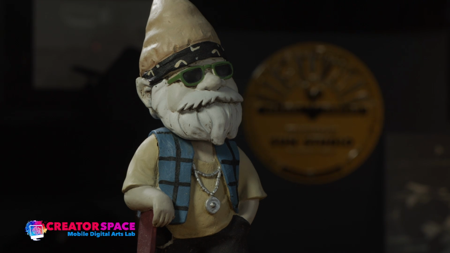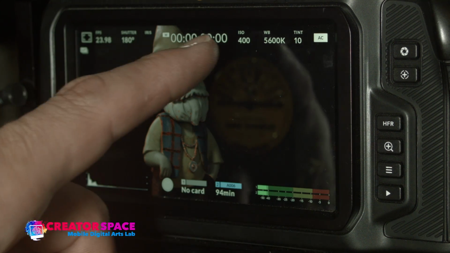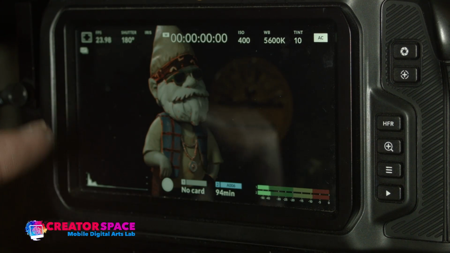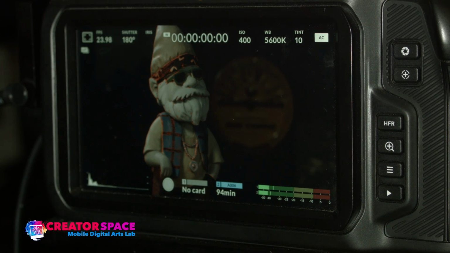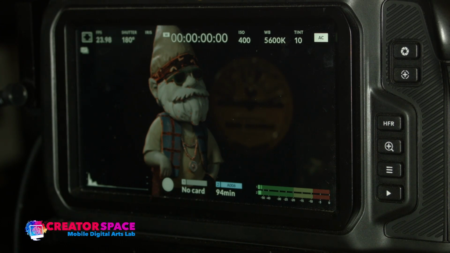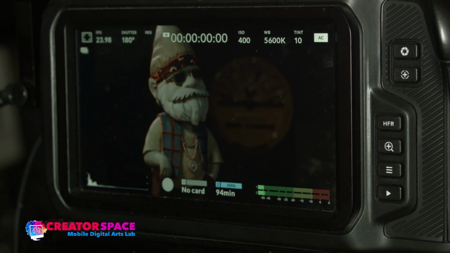That would be a good look. So that's it. I would go between 5.6 and 8 in this scenario, and ISO of 400 is what we have here. So 400, 5600 degrees Kelvin, and 5.6 is what we were demoing with today. So those are our tech specs of what we did.